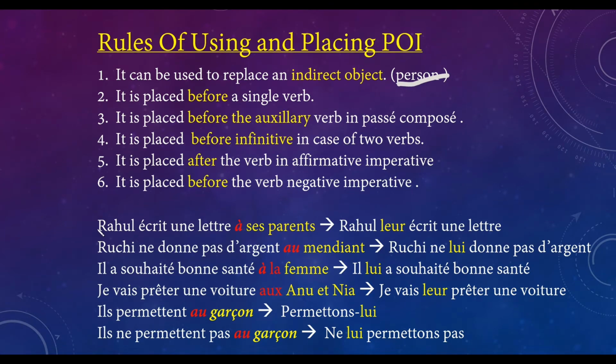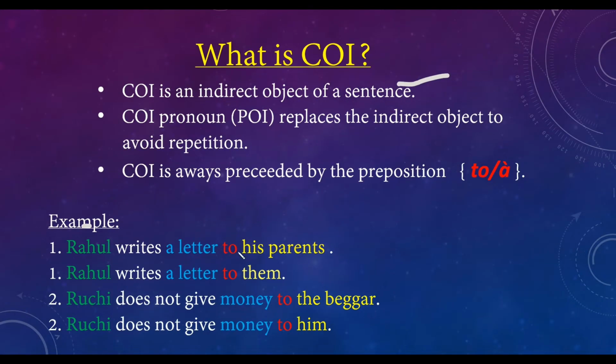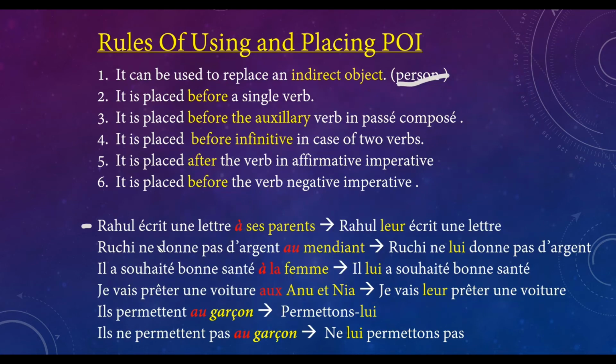What does it mean? Let's take the same example like we've done earlier. What was the sentence in English? Rahul writes a letter to his parents. Rahul écrit une lettre à ses parents. Rahul writes a letter to his parents. His parents. This is the COI or the indirect object. Why? Because it is preceded by a preposition à. Therefore, ses parents or them.